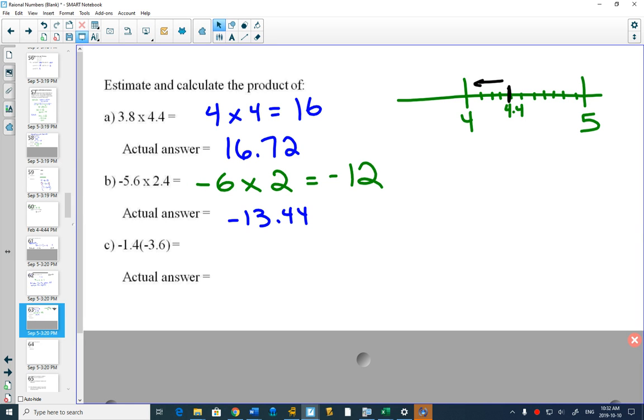Okay, one more. Negative 1.4 times negative 3.6. Again, this time the brackets are beside each other, that means multiplication. Negative 1.4 is close to negative 1. Negative 3.6 is close to negative 4. What's 1 times 4? 4. Negative times negative? Positive. So we get positive 4. Go to my calculator. Negative 1.4 multiplied by 3.6, it's 5.04. So again, the estimate's a little bit off, but you'll see that that estimate gets a little bit further off when we get to multiply.